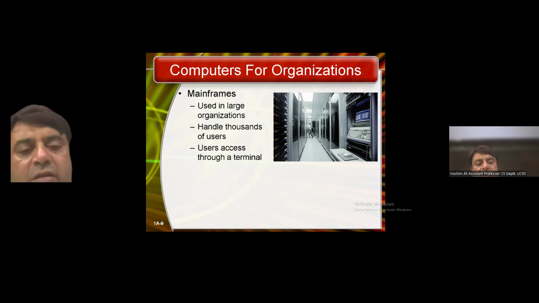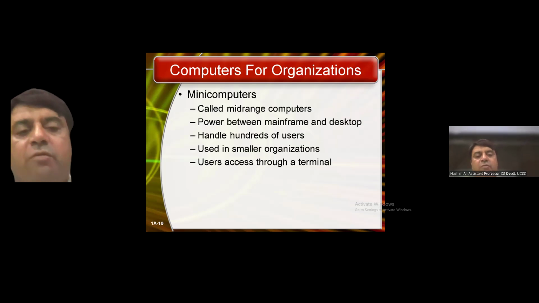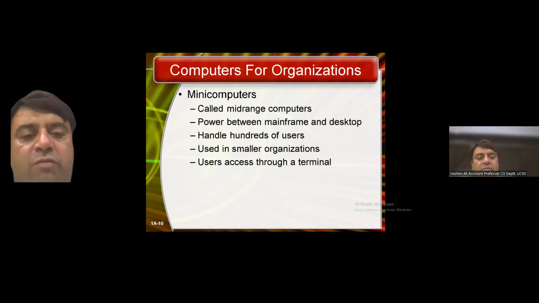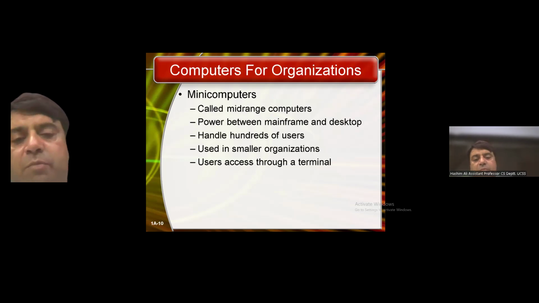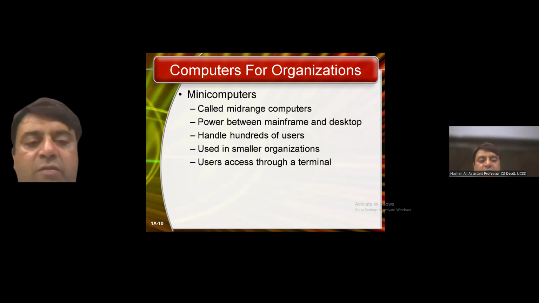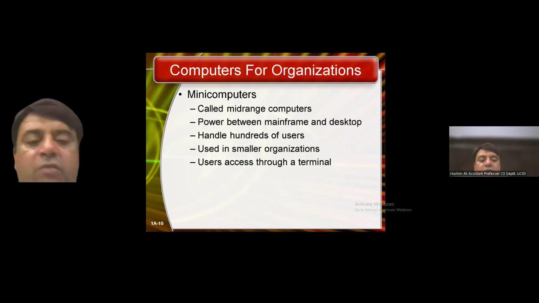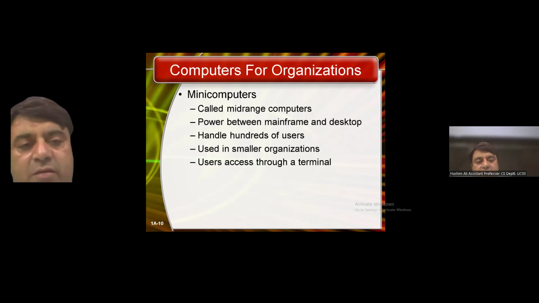So Nadra is an organization. It handles thousands of users. So the computer used behind that terminal is actually a mainframe computer. Like mainframe computer, we have got the mini computers, which lie in between the mainframe computer and the desktop computer. The only difference is mainframe computers handle thousands of users, whereas mini computers handle hundreds of users, normally used in smaller organizations, and user access is through, again, terminal.